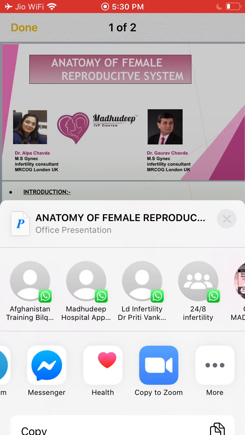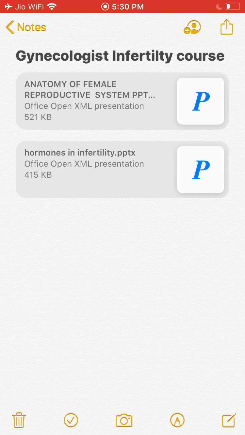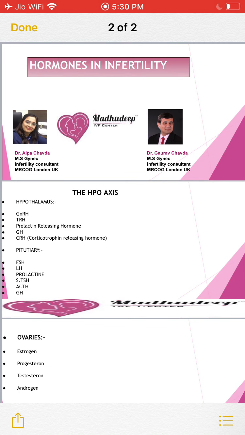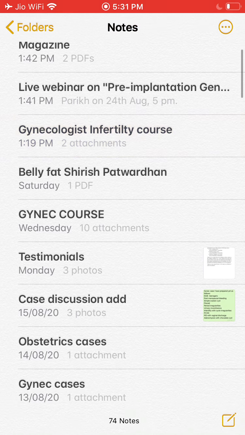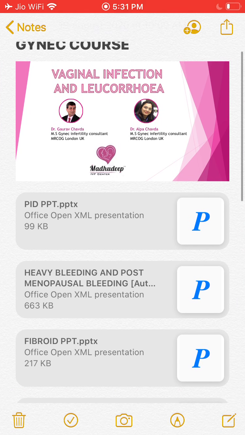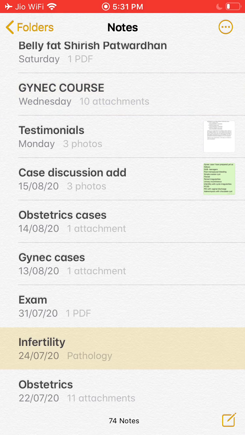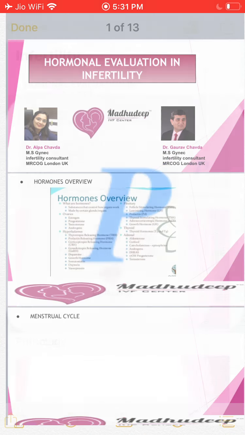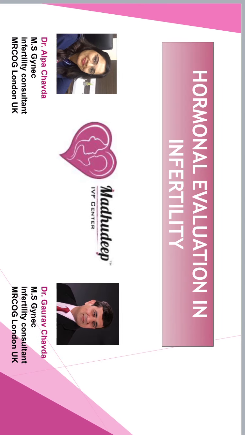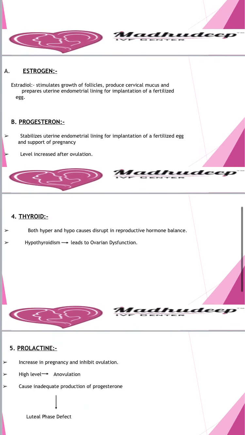Then we will go for the physiology. The main hormones in infertility. There is a hormonal evaluation.